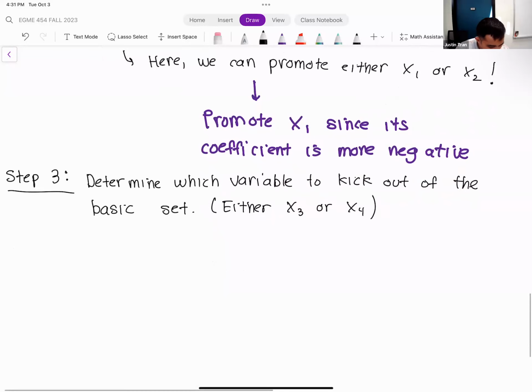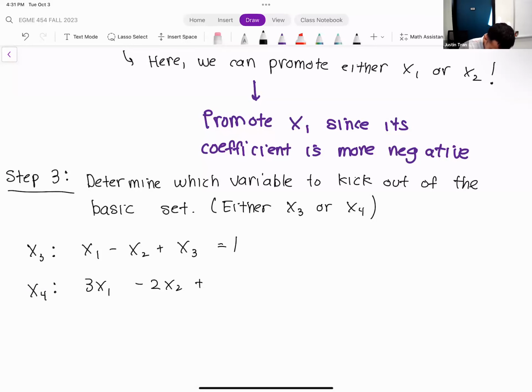And so to do that, we need to write down our two constraints. So we have our x3 equation, the one that involves x3: x1 minus x2 plus x3 equals 1. And then we have our x4 equation, which is 3x1 minus 2x2 plus x4 equals 2. We know that we're promoting x1, so x2, for all intents and purposes, we're just going to ignore because we know x2 is going to stay at zero, at least in this step. And so we're either going to make x3 a zero or x4 a zero.